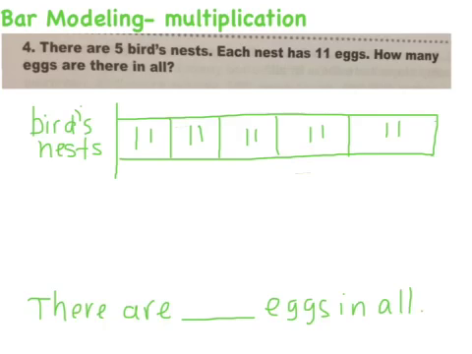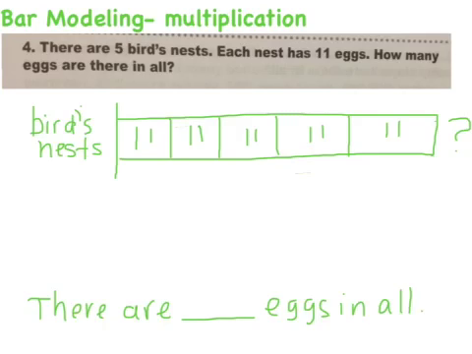Now the last thing I'm going to do before I start to solve it is I need to look and see where I'm going to put my question mark. I have the 5 birds' nests, there's 11 in each, and I want to know how many eggs I have altogether, so I'm going to put my question mark at the end to remind me that I want to know the total. Because I have the 5 nests, that's like having 5 groups, and I have 11 in each one, I know that I'm going to be able to take those nests of 11 and multiply them by 5.